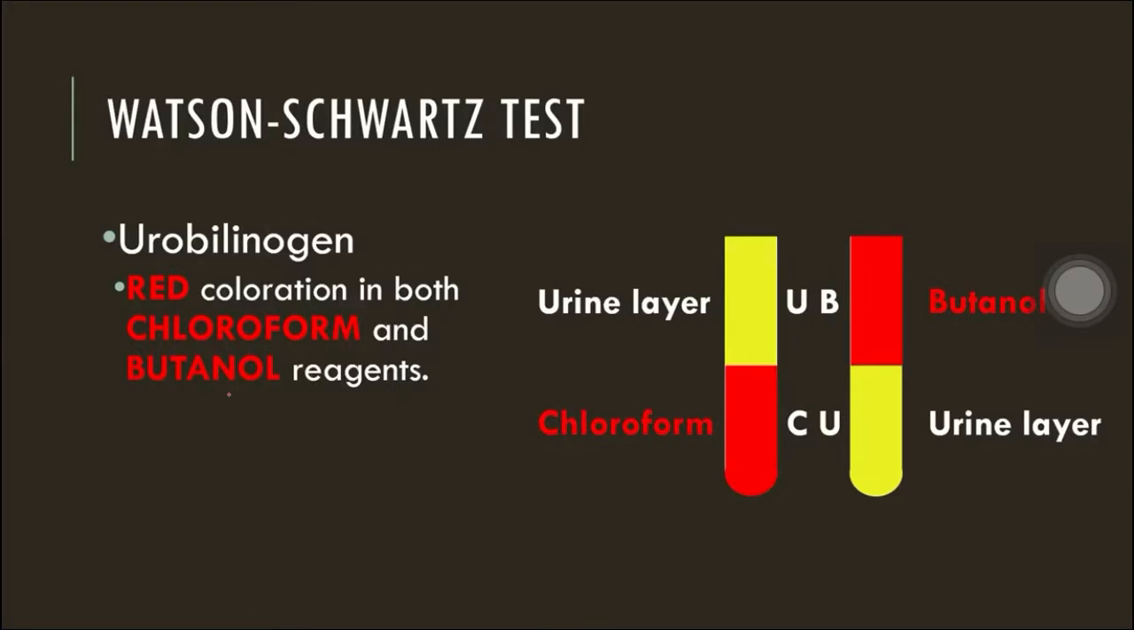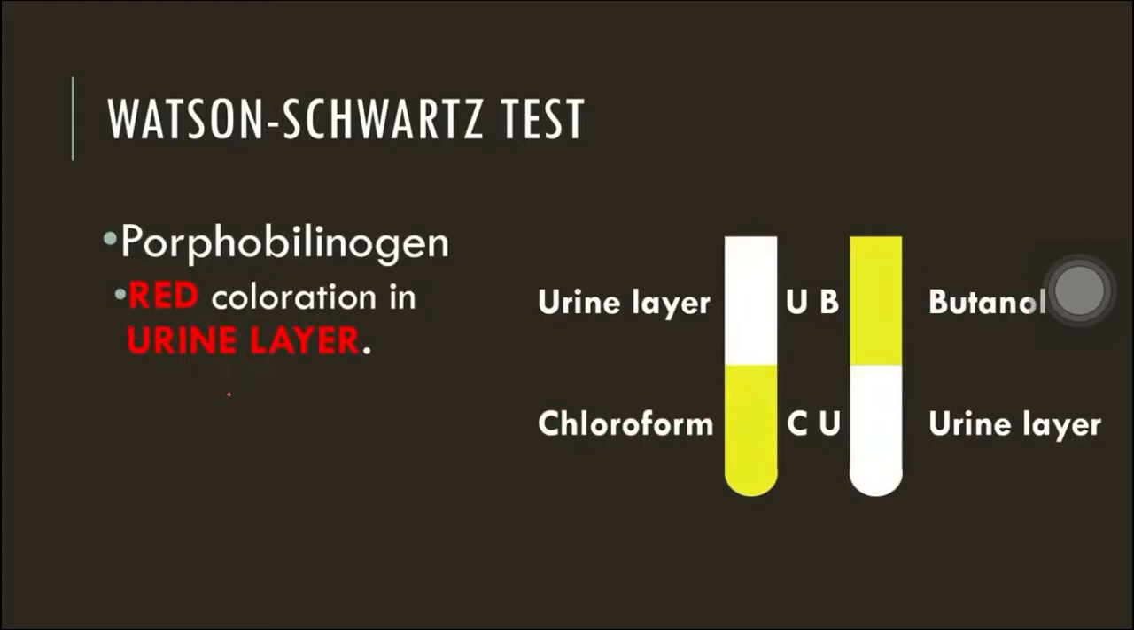How about for porphobilinogen? How will you differentiate it from urobilinogen? In here, for porphobilinogen, there is a red or pink coloration in the urine layer only. The reagent here fails to extract the substance porphobilinogen from the urine layer. That's why yung coloration lang is still in the urine layer.